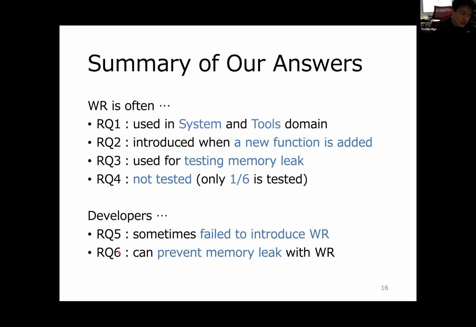This slide summarizes the findings of our research. We found that weak reference is often used in the systems and tools domain, and weak reference is often introduced when a new function is added. We also found that weak reference is often used for preventing memory leaks, and we also found weak reference is often not tested. Only 1/6 is tested. And we also found developers sometimes fail to introduce weak reference, and developers can prevent memory leaks with weak reference.